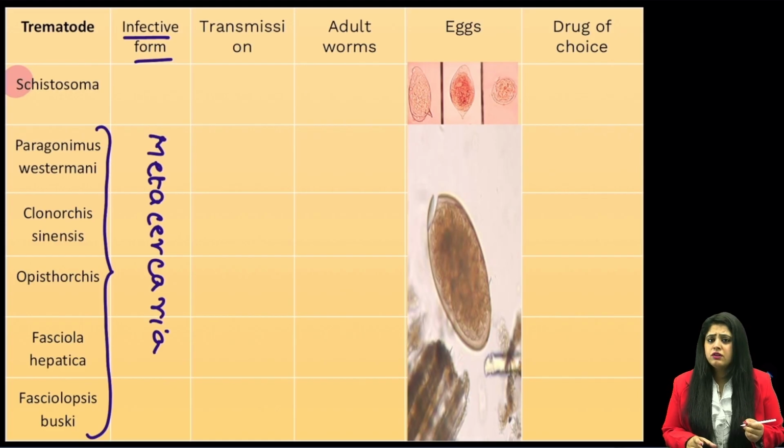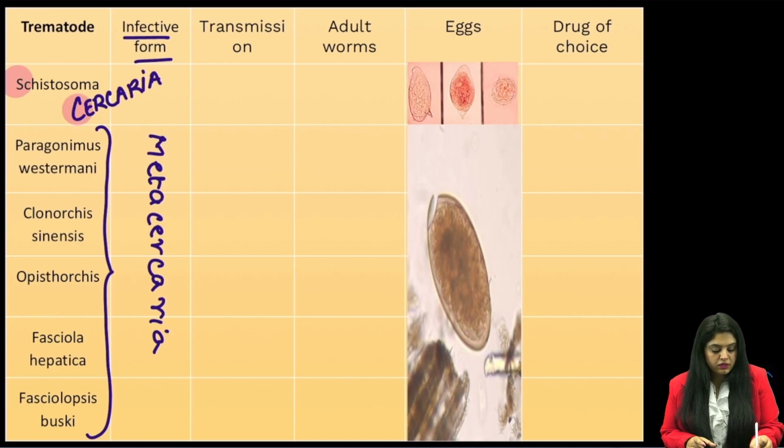But Schistosoma is not happy. Schistosoma says, I want the C, the S sound. I want the Cercaria larva in my life. I am going to have an infective form called Cercaria larva.